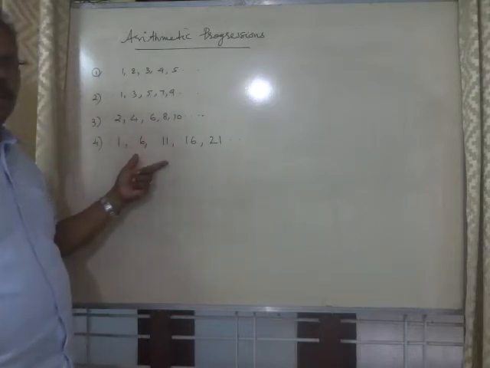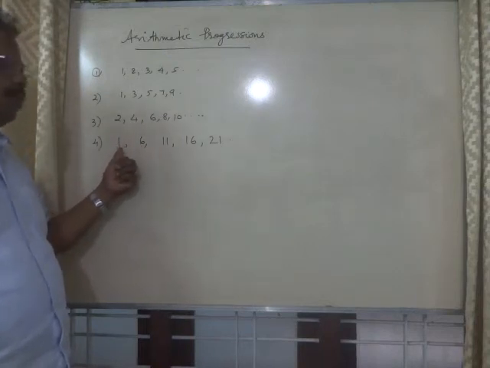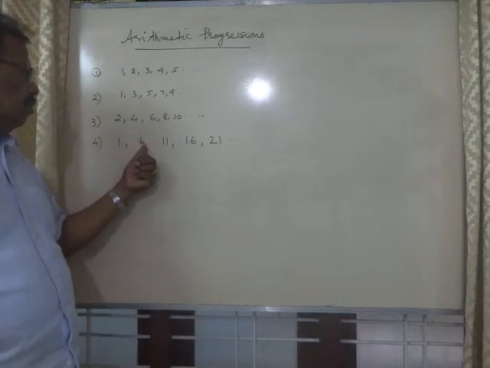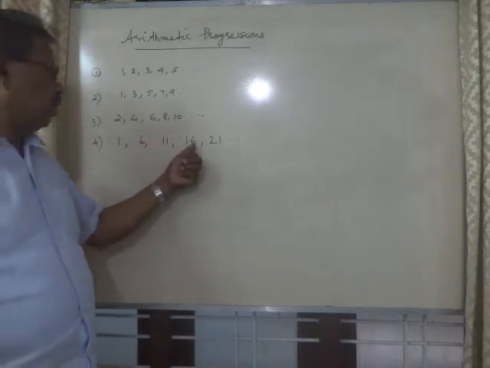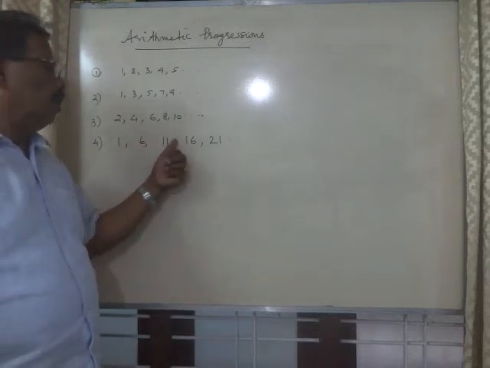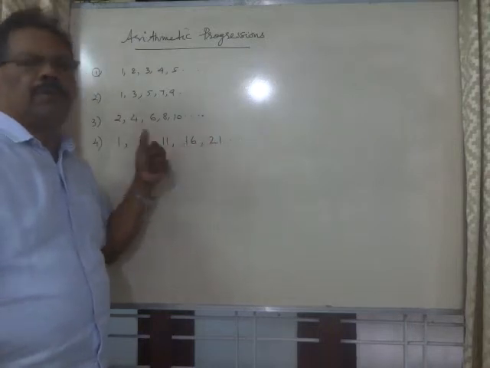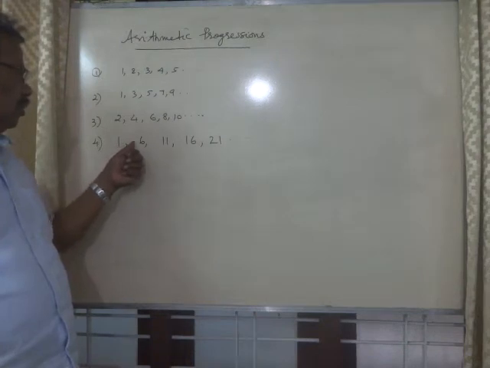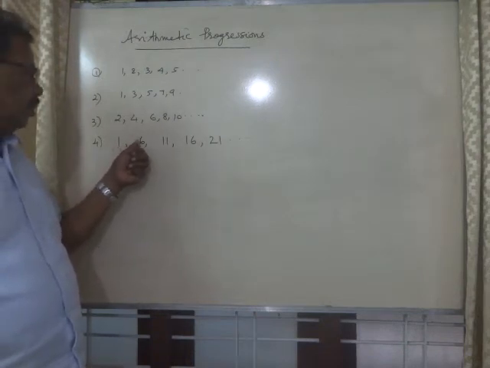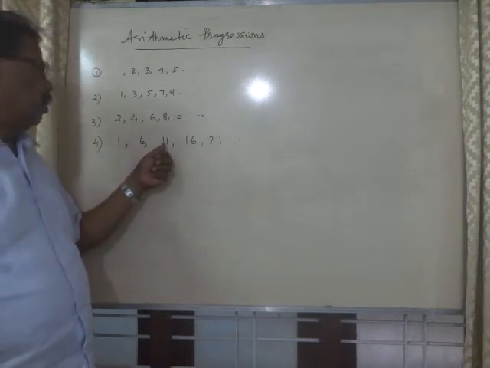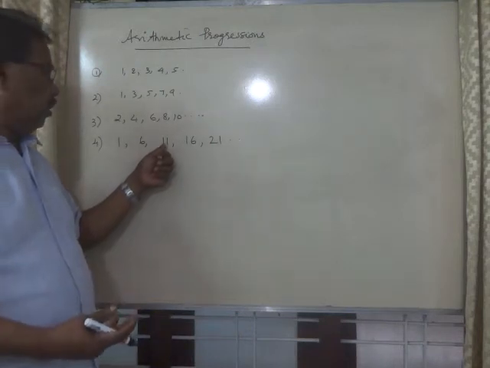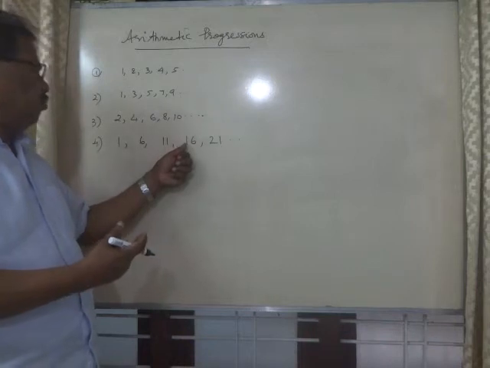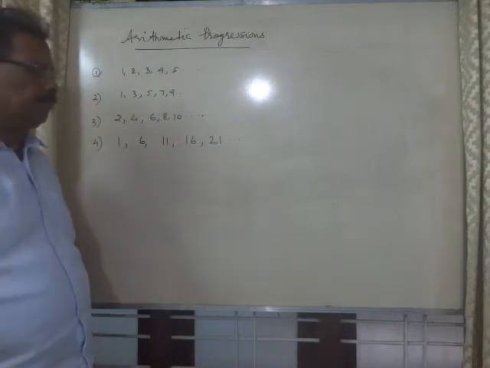What about this one? 6 minus 1 is 5. 11 minus 6 is 5. 16 minus 11 is 5. 21 minus 16 is 5. Or if you add 5 to the first term, you get the second term. Again adding 5, you will get the third term. Again adding 5, you will get the fourth term. Adding 5 to the fourth term, you will get the fifth term, etc.